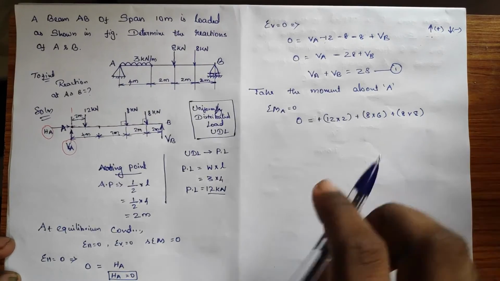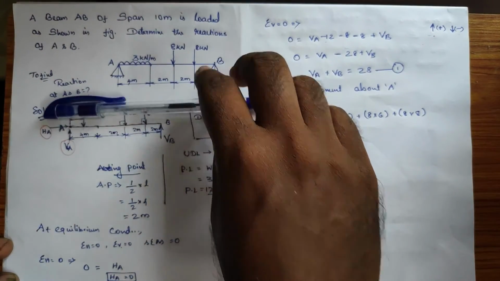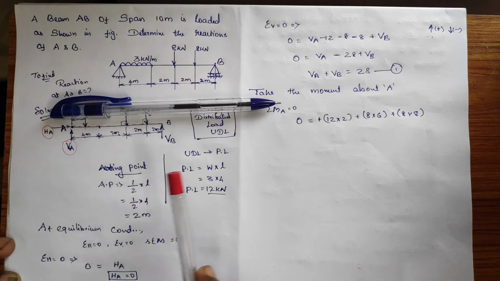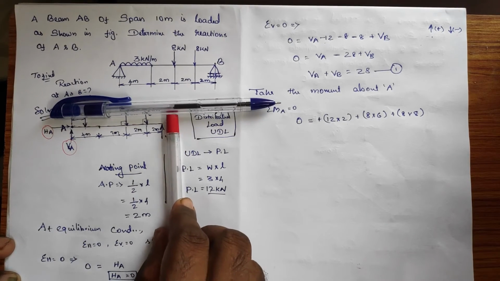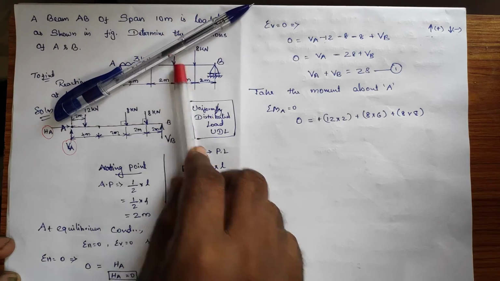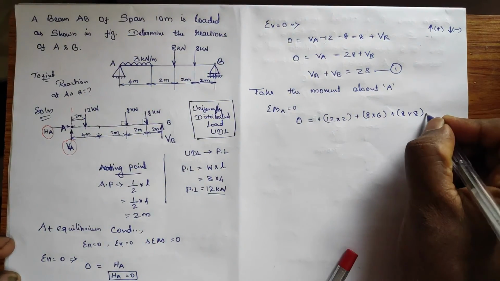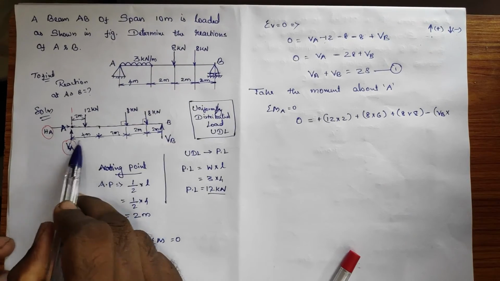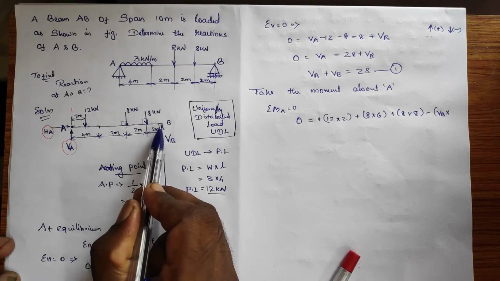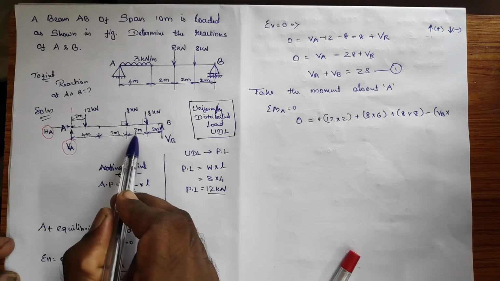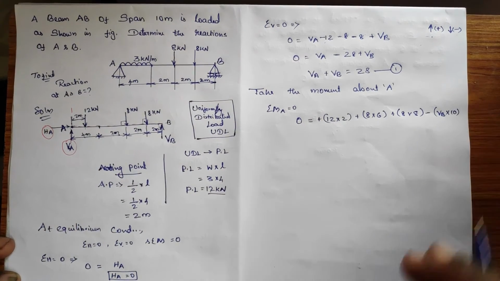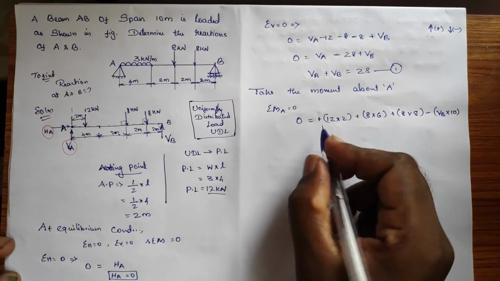Okay, and the next one, VB. VB is acting something like this. That means this end is A and the VB force is upward. So how is it rotating? In the anti-clockwise direction. So here it will be minus VB into its perpendicular distance. The entire distance from A to B is 4 plus 2 plus 2 plus 2, so we get 10.